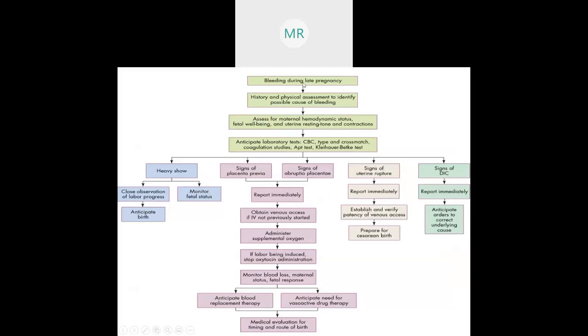And as you're studying, you can also see bleeding during late pregnancy. You could go through the algorithm. We're going to cover all of these. Okay, placenta previa, abruptio, uterine rupture, DIC. As you're studying, you can go through the cascade.